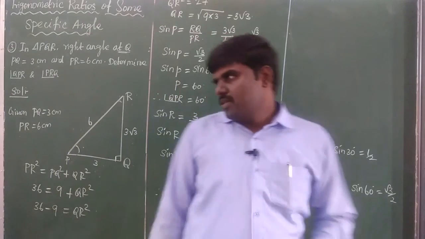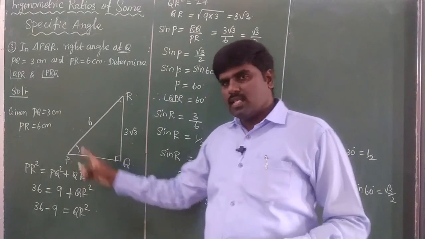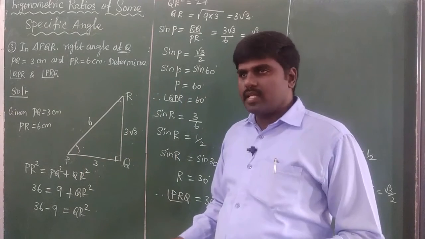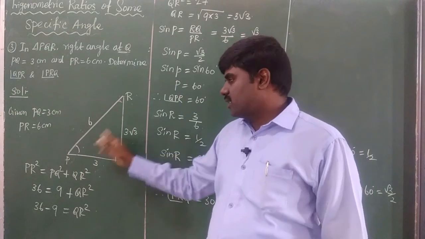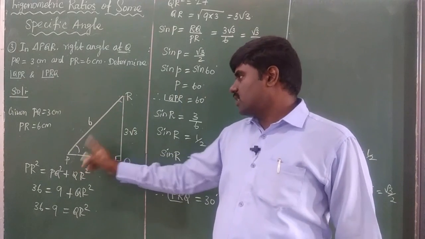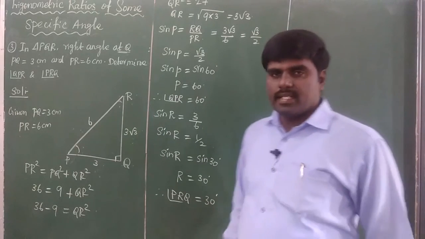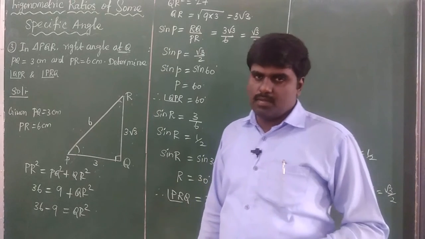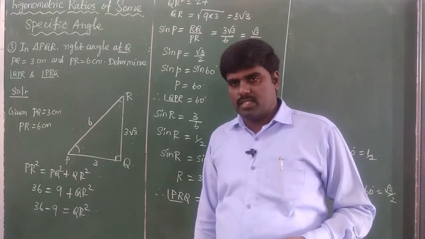Another method: first you find out one angle. The sum of the three angles is equal to 180 degree. So from 180 degree, you subtract 90 and 60 degree, and you will find the value of 30 degree. That's another type of solution. You can solve by any one method.